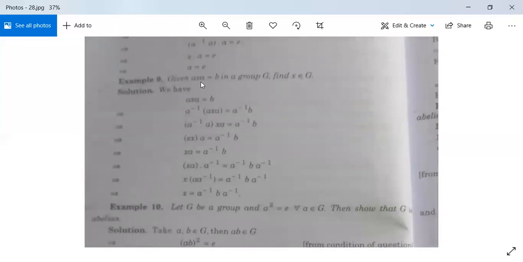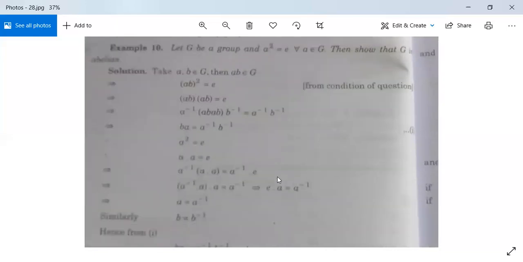Next है axa is equal to b in a group G. Find x in G. देखिए axa is equal to b है, तो a inverse axa is equal to a inverse b. A inverse a हो गया e, तो exa is equal to a inverse b, means xa is equal to a inverse b. अब राइट साइड से ले लें. Xa a inverse is equal to a inverse b a inverse, और a a inverse is e हो जाएगा, so x is a inverse b a inverse. यानी कि axa is equal to b दिया है, then we can find x in G.